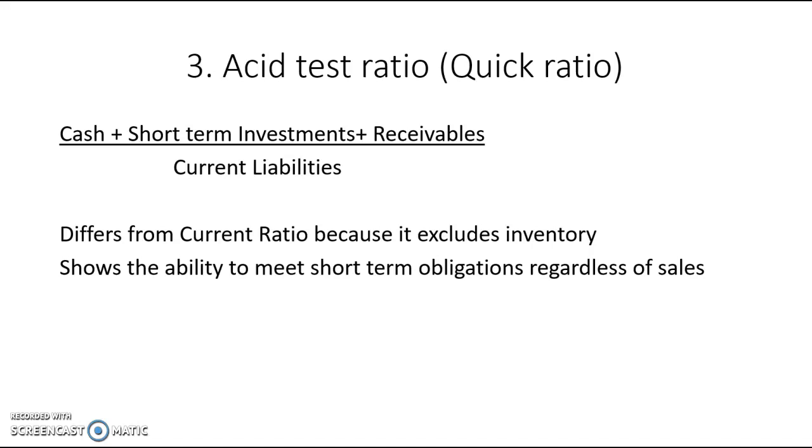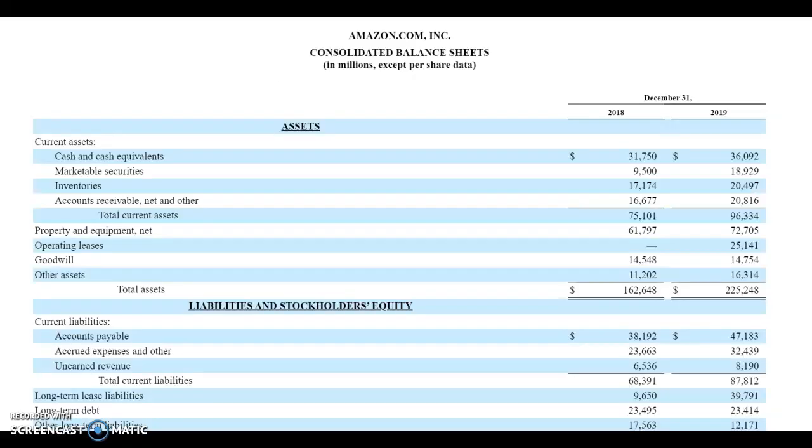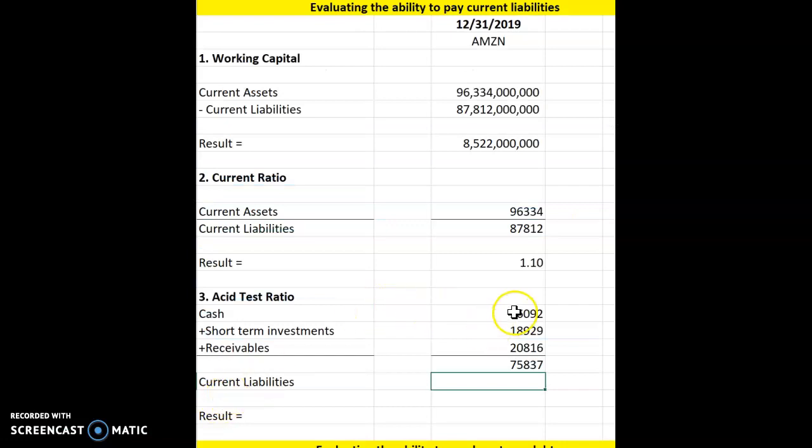Let's take a look at Amazon's asset test ratio. So when we go to Amazon's balance sheet, we can see for 2019 they've got cash of $36,092. Their short-term investments, marketable securities is another name for short-term investments, are $18,929, and then a receivable of $20,816. So we can see the inventories are not included in this calculation. So when we add together Amazon's quick assets, cash, short-term investments, and receivables, it comes to $75,837. And then our current liabilities, we've already said, were $87,812.